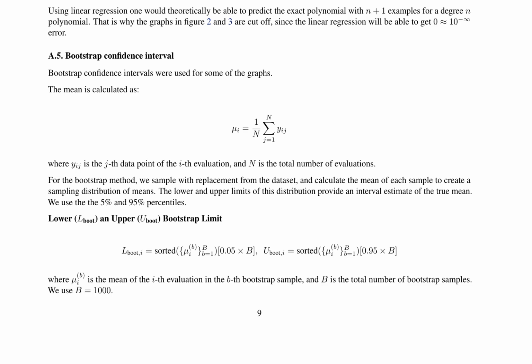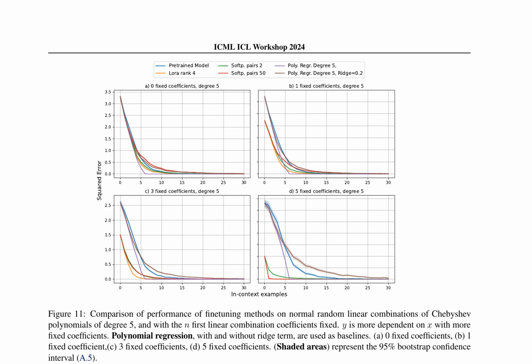This study examines the efficacy of soft prompt learning in various settings, including polynomial regression and fine-tuning on noisy data. Figure 9 presents a comparison of the effect of different learning rates on soft prompts for predicting y-values on normal random linear combinations of Chebyshev polynomials of degree 5. The results show that the learning rate has a significant impact on the performance of soft prompts, with higher learning rates leading to improved performance.